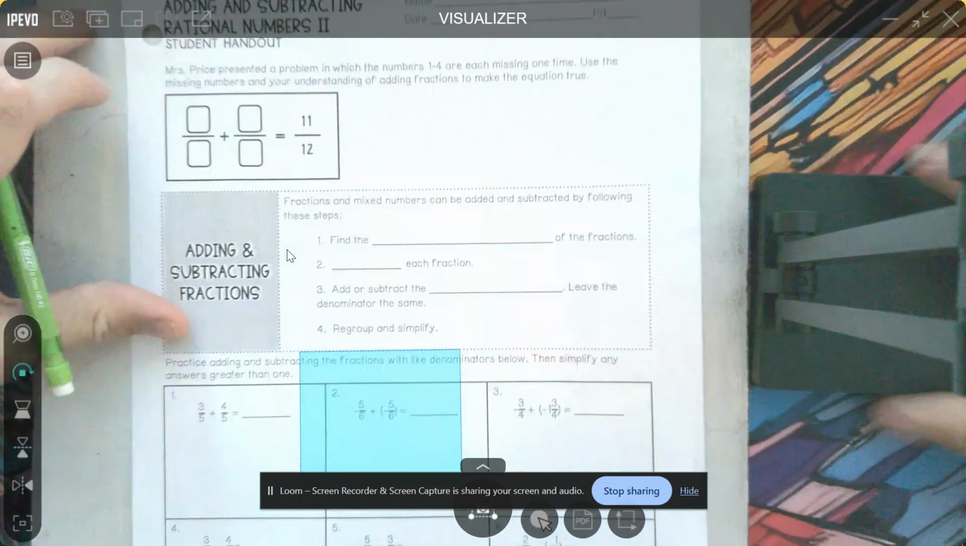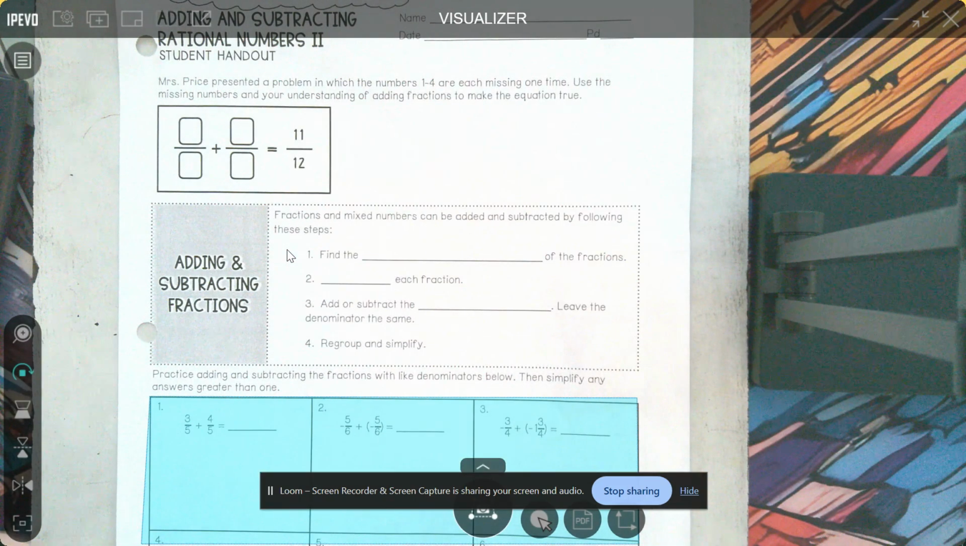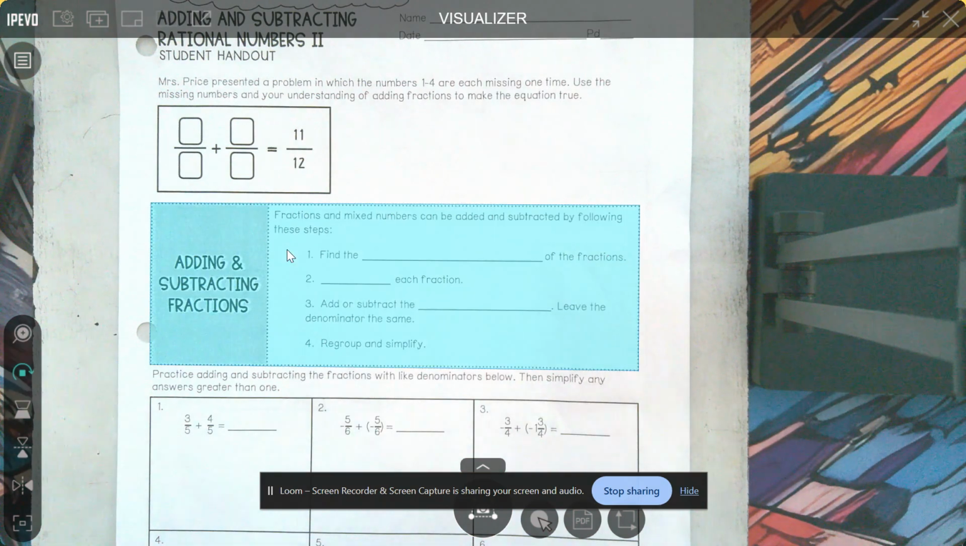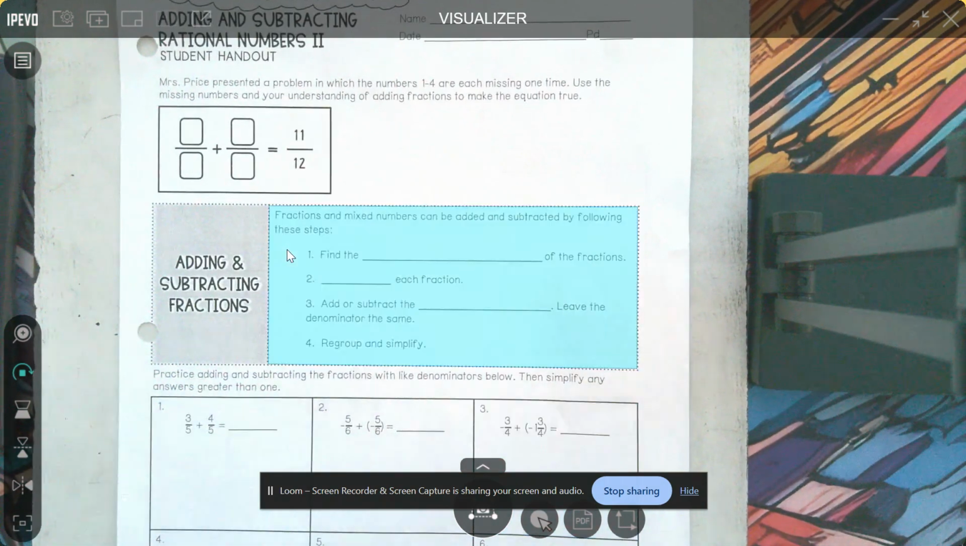Hey guys, welcome to 1.5, adding, subtracting rational numbers part 2 with fractions. So first, make sure you have a calculator. If you don't, go grab one. So pause the video, go grab a calculator if you don't have one yet.